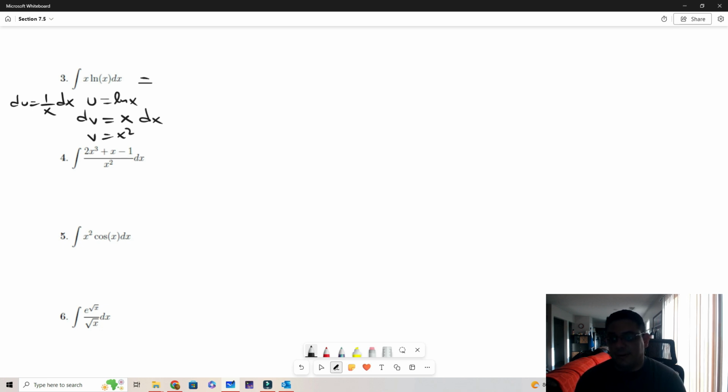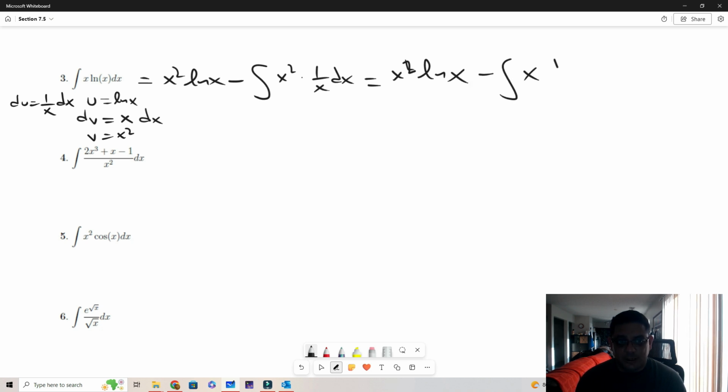Let's see what happens. So u times v is going to be x squared log of x minus, and then the integral of v du. But v du here is going to be x squared times 1 over x dx. So it's actually not going to be that bad, because it's going to be x squared log of x minus the integral of x dx. So this ends up being x squared log of x minus x squared over 2 plus c.